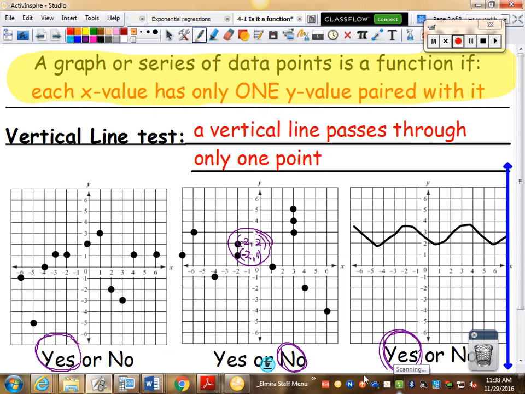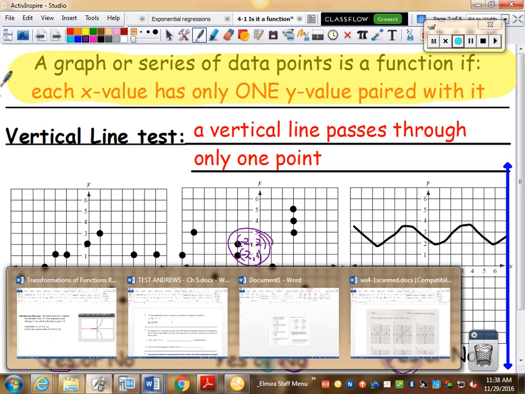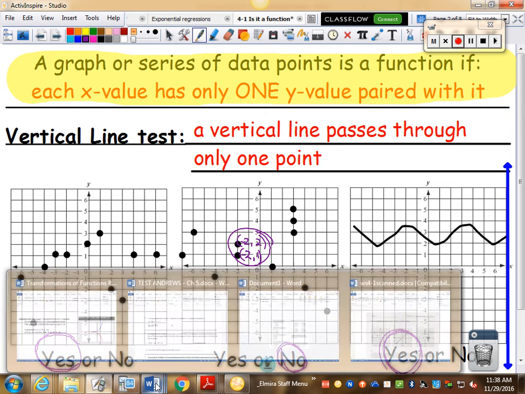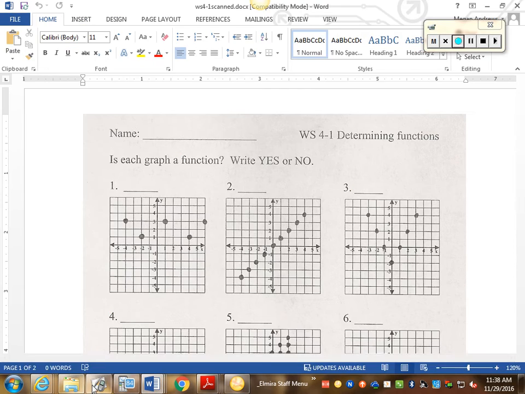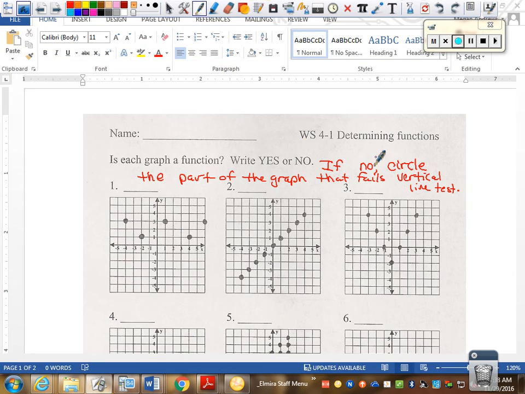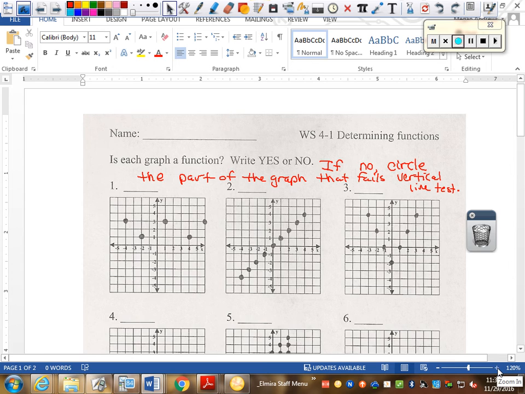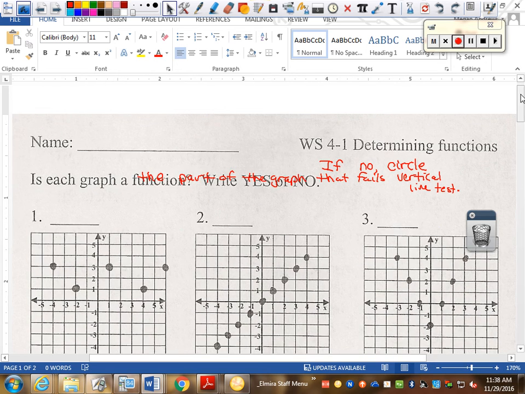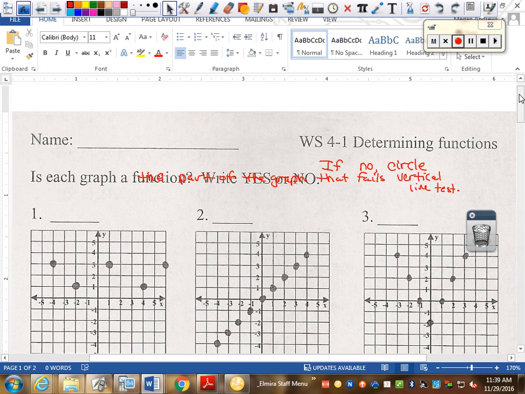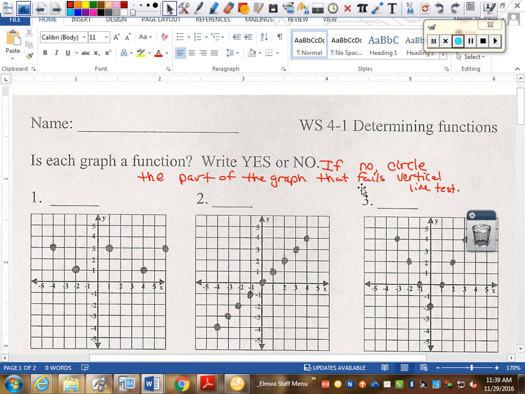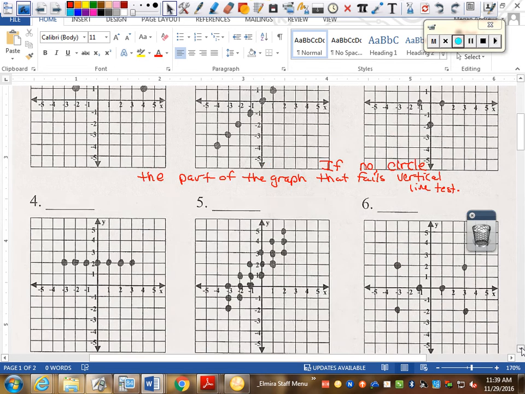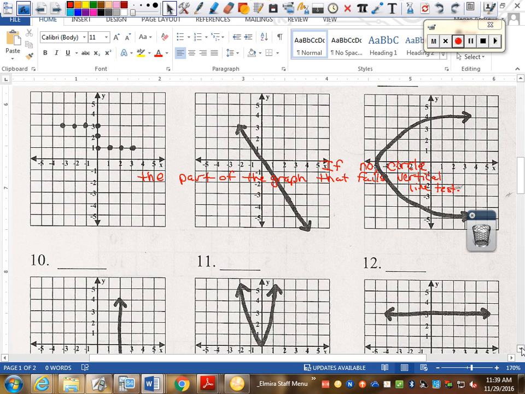Okay, now on the homework, this was causing a little bit of confusion, so let me get the homework open here. Okay, so if you're in my class and you answer no to any of your homework problems, you have to circle what the problem was. Let me blow this up a little better. Okay, so if you answer no, circle the part of the graph that fails the vertical line test. So the dot ones, you guys got them down. Okay, but let's look at these graphs down here.